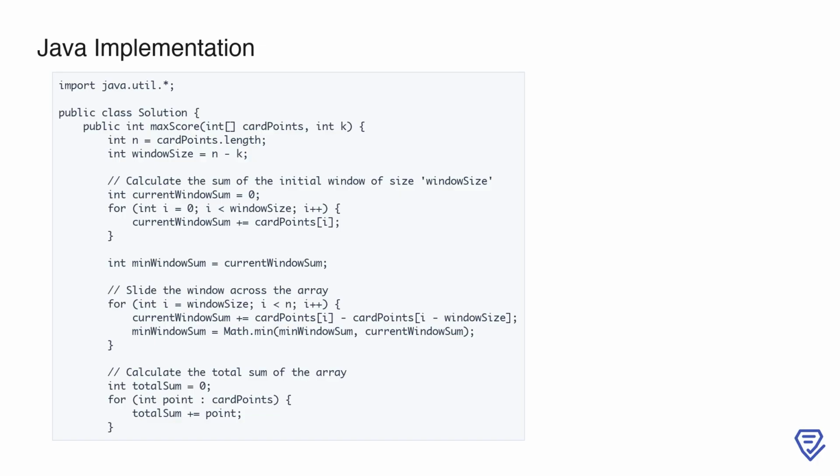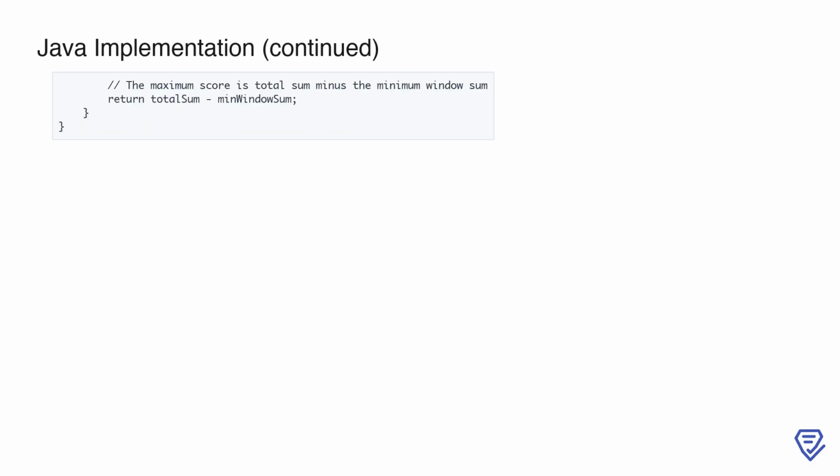size window size. Finally, we calculate the total sum of all elements in the array by iterating through it and adding each value to total sum. This total sum will be used later to calculate the maximum score. To find the maximum score, we subtract the smallest window sum, which we stored in min window sum, from the total sum. Essentially, this subtraction leaves us with the sum of the elements outside the smallest window, which represents the maximum points we can obtain by picking K cards. Finally, we return this result.